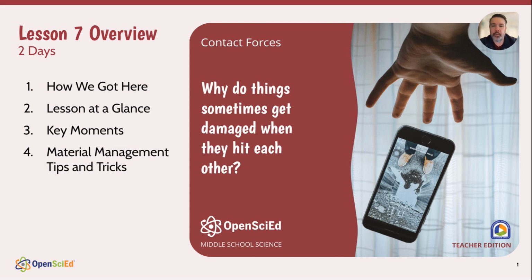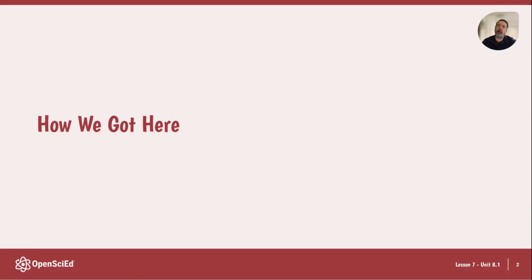We are going to talk about how we got here. We're going to look at this lesson at a glance, look at some key moments, and give you some tips and tricks so that you can avoid some of the things that happened to me the first time I taught this lesson. So let's remind ourselves of how we got here.